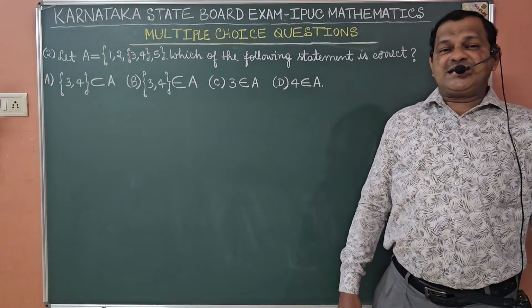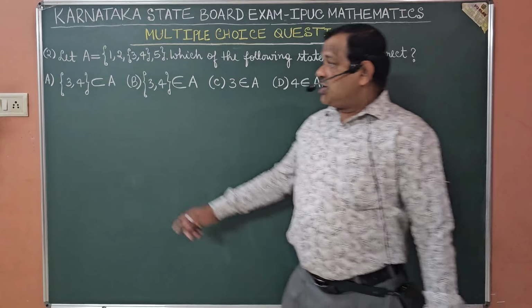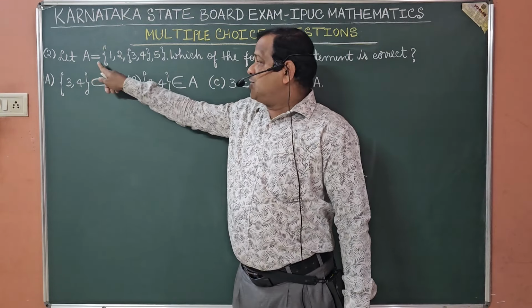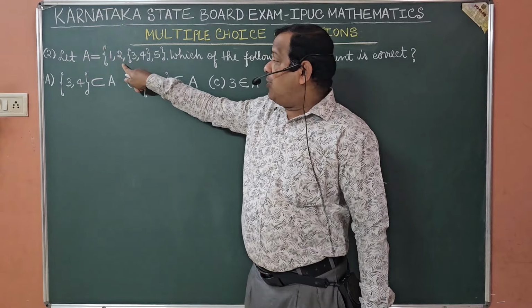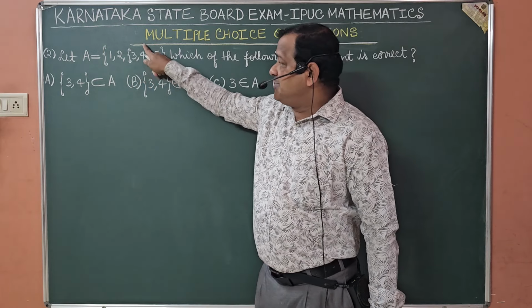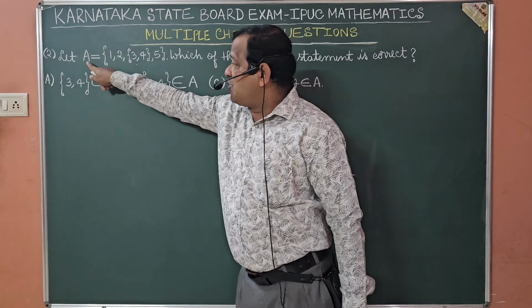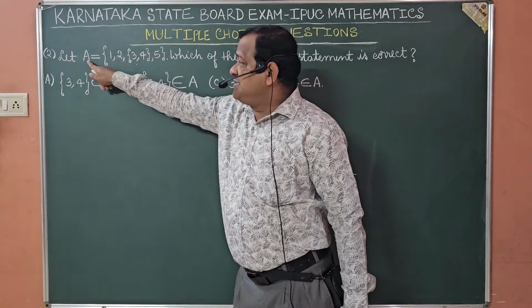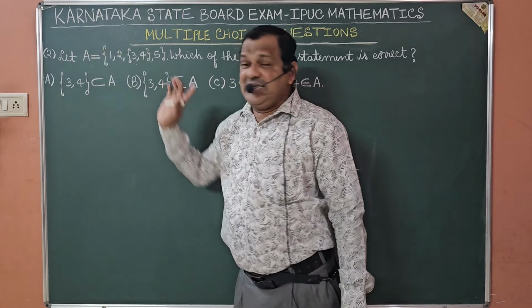Yes, dear students, I hope you have answered it, you have understood the question. The question is, let A be the set containing elements 1, 2, {3, 4}, 5. That means the set containing 3, 4 is also an element of A, and 5 is an element of A. Not 3 alone is an element of A.